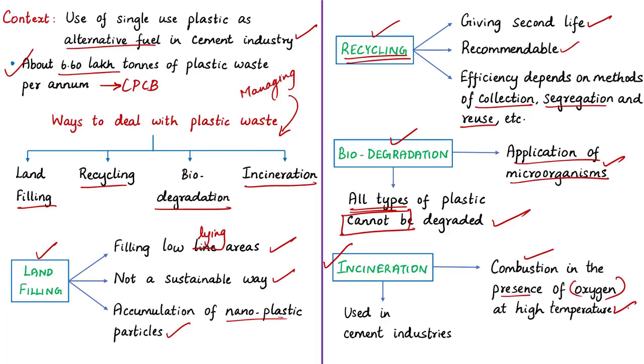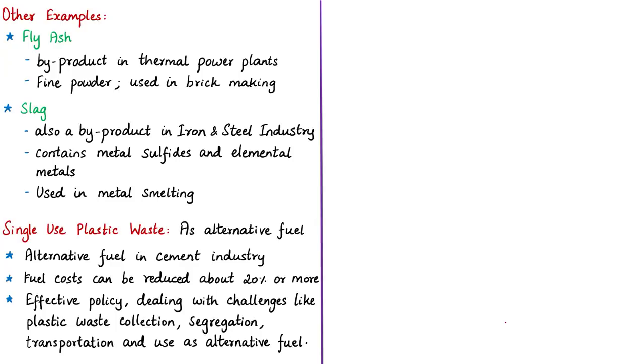Now, coming back to the news article discussion, the news article mentions one more method to deal with the plastic waste. The article mentions that single-use plastic waste can be suitably used in cement industries as an alternative fuel. The article also mentions other examples like fly ash and slag, which are also used as alternative fuel in industries.